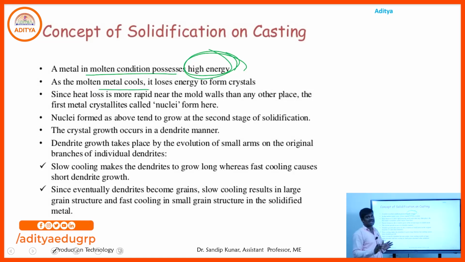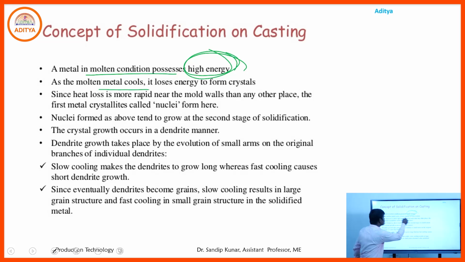When heat is extracted from the liquid metal, the heat is removed, which means energy is lost. After losing the energy, it forms crystals. Heat extraction starts from the mold walls, and from the mold walls the solidification starts. Then it goes towards the center.